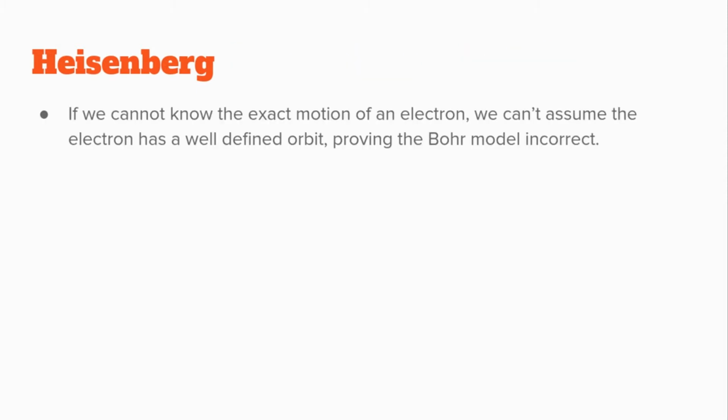So if we can't know the exact location and speed of an electron, we can't just assume that it has this circular orbit, which is what Bohr was assuming. And so this was really the big thing that proved the Bohr model to be incorrect. Bohr had come up with a lot of good pieces that are still used in the quantum mechanical model, but because he was trying to say exactly where the electron is and what its energy is, it can't actually be used.